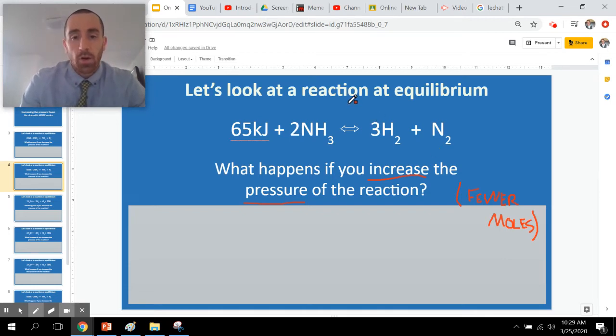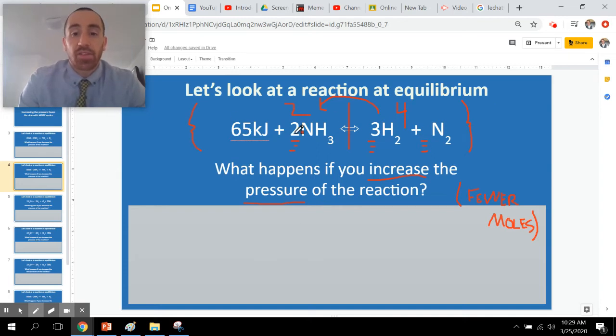All right, just like before, you have 2 moles on the left and you have 4 moles on the right. Don't forget about that invisible 1. So we got 4 moles here versus only 2 moles here. So if we're increasing the pressure, this whole reaction is going to favor the side that has fewer moles. Well, the left side has fewer moles. So this reaction is going to actually shift back to the left. So if you increase the pressure, the reaction will shift to the left.